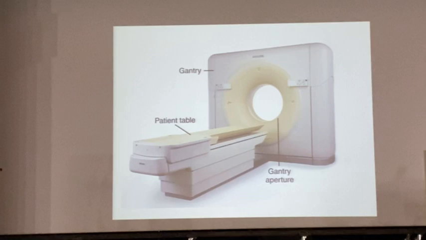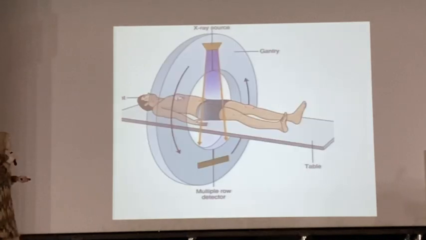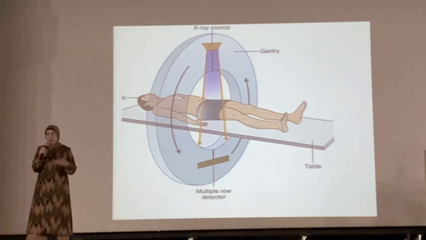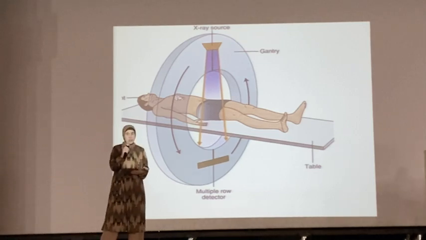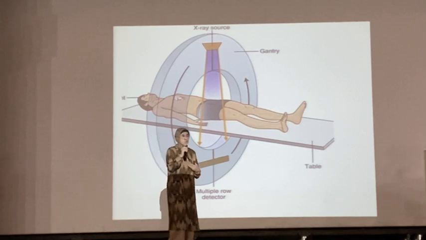This is the aperture, or the opening, of the gantry through which the X-ray table moves with the patient. This is the component of the gantry of the CT scan. It has an X-ray source and a row of detectors. The X-ray source rotates around the patient in a helical way to create cross-sectional imaging of our body, the sections, the slices of our body structures.